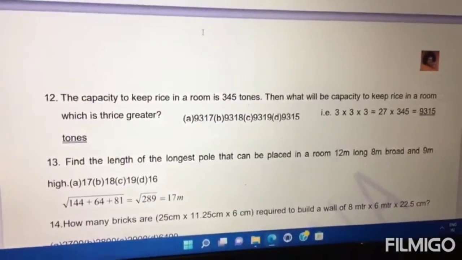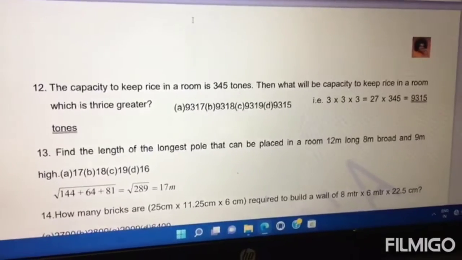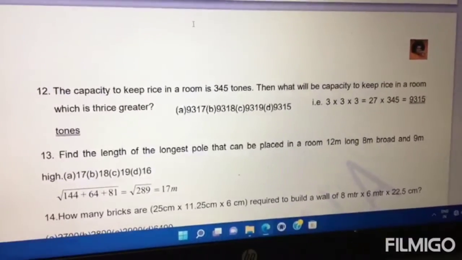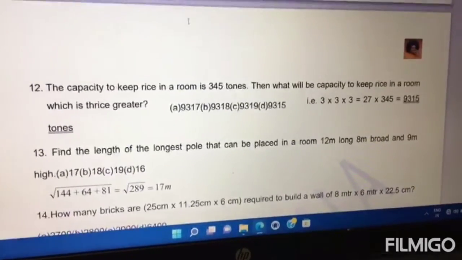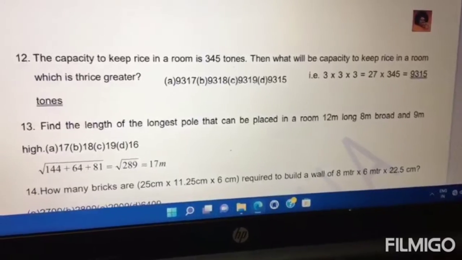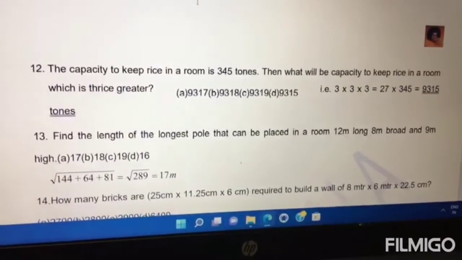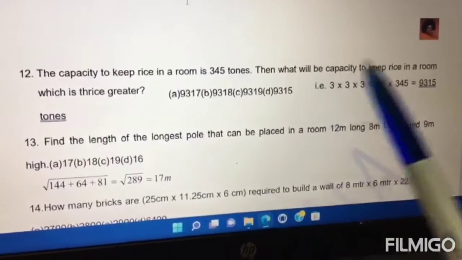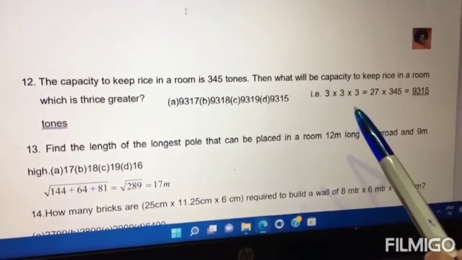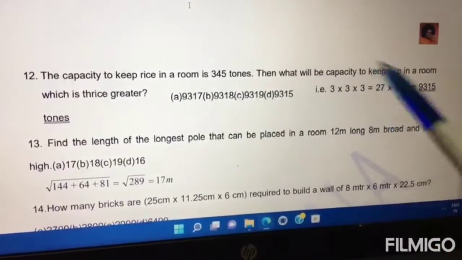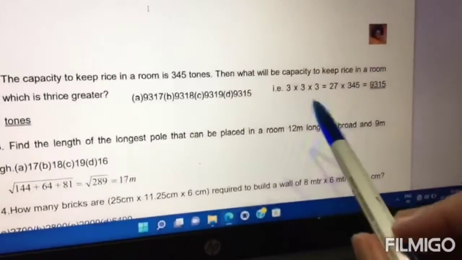Now the capacity to keep rice in a room is 345 tons. Then what will be the capacity to keep rice in a room which is thrice greater? Now we know that in a cuboid you have length, breadth and height in a room. So it will be 3 times the length, 3 times the breadth, 3 times the height, which will be the volume of a cuboid.